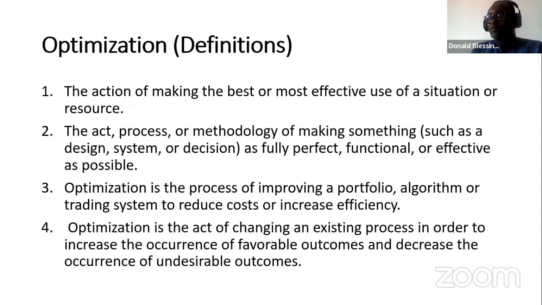Now, from all these definitions, certain things are common in them. Number one, use of resource. And number two, having the desirable outcome. In other words, get the best using as small a resource as you can from what you have. So optimization basically is getting a very good product using not too many resources per se.